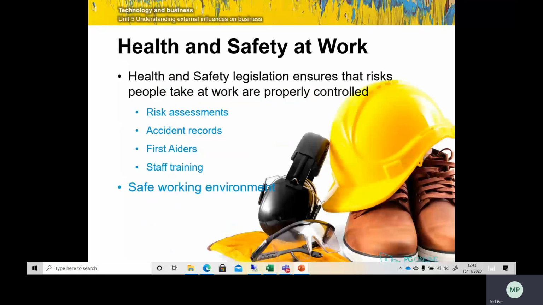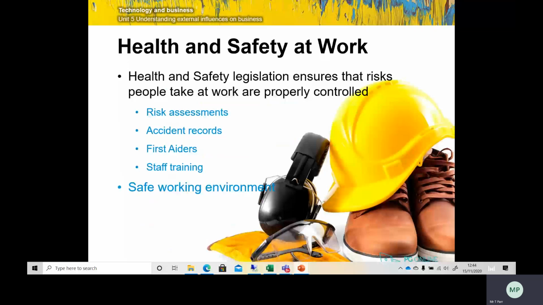And finally, health and safety at work. Now, the example there is like a building site, but this occurs in any work environment. It's making sure the work environment is safe for the employees to work, and any sort of risks are made aware of. And if there are any risks, there are procedures put into place to make sure it is as minimal as possible.